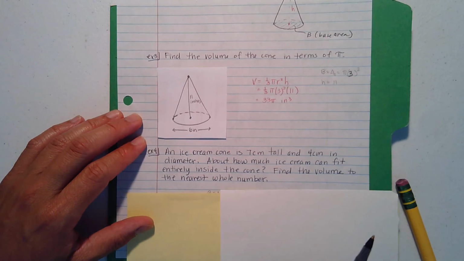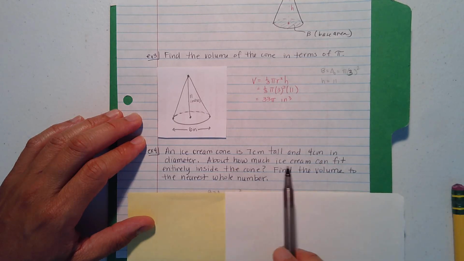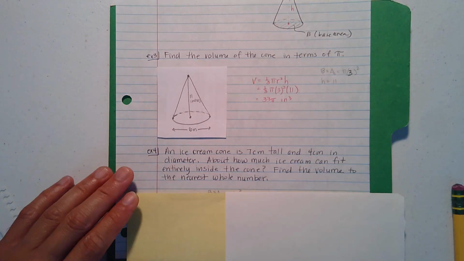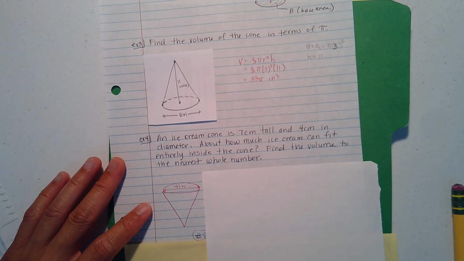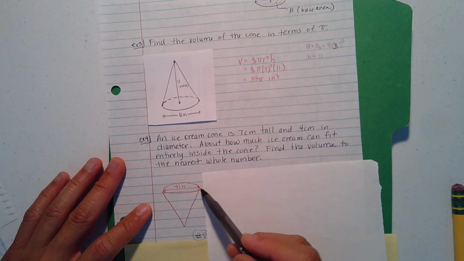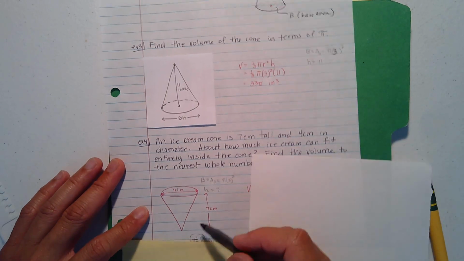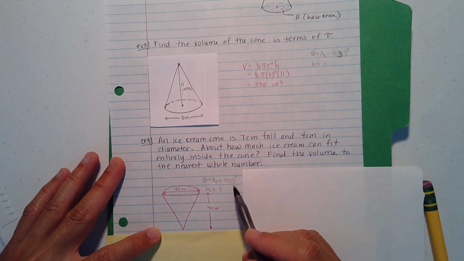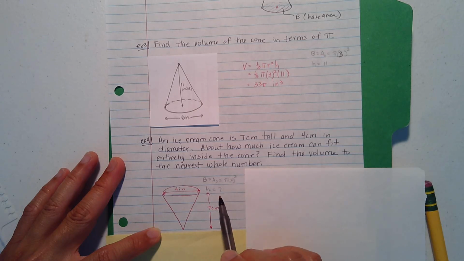Okay, example 4. An ice cream cone is 7 centimeters tall and 4 centimeters in diameter. About how much ice cream can fit entirely inside the cone? Find the volume to the nearest whole number. So here's our shape, 4 centimeters across, and 7 centimeters in height. Again, the base is the area of a circle, which is pi r squared. The radius is 2 because the diameter is 4. So half of 4 is 2. The height is 7.